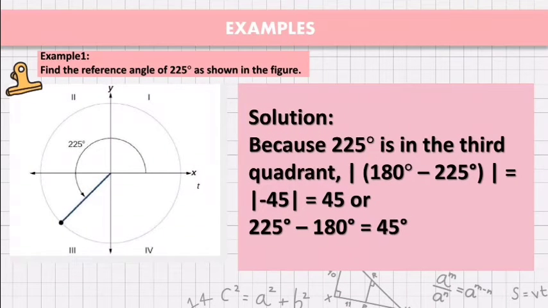Example 1. Find the reference angle of 225 degrees as shown in the figure. Solution. Because 225 degrees is in the third quadrant, the absolute value of the quantity 180 degrees minus 225 degrees is equal to the absolute value of negative 45 equals 45, or 225 degrees minus 180 degrees equals 45 degrees.